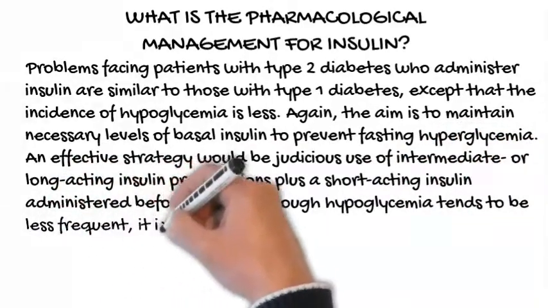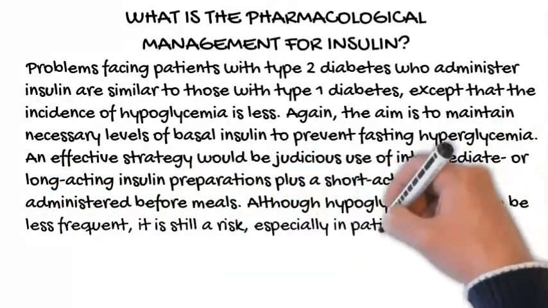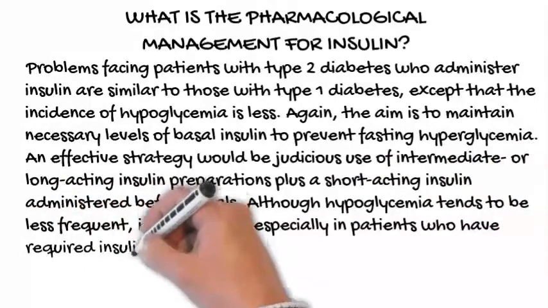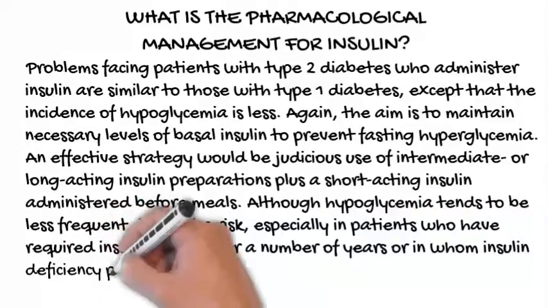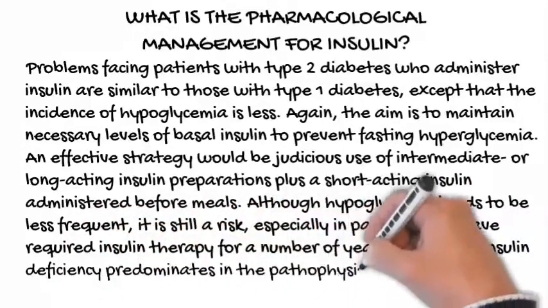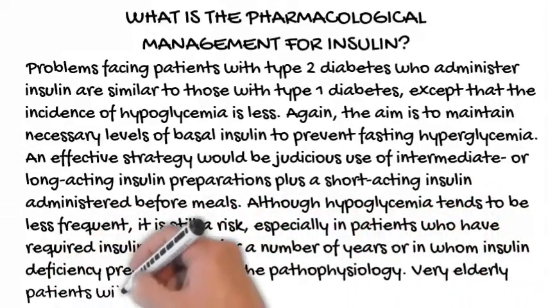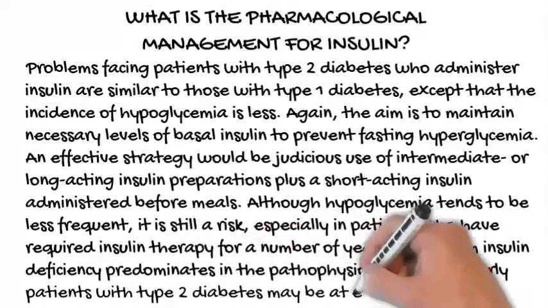Although hyperglycemia tends to be less frequent, it is still a risk, especially in patients who have required insulin therapy for a number of years or in whom insulin deficiency predominates in the pathophysiology. Very elderly patients with type 2 diabetes may be at especially high risk.